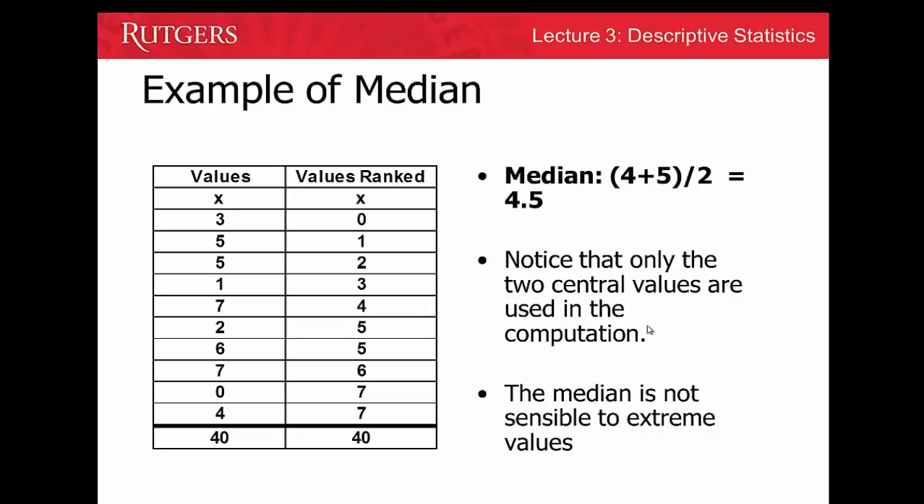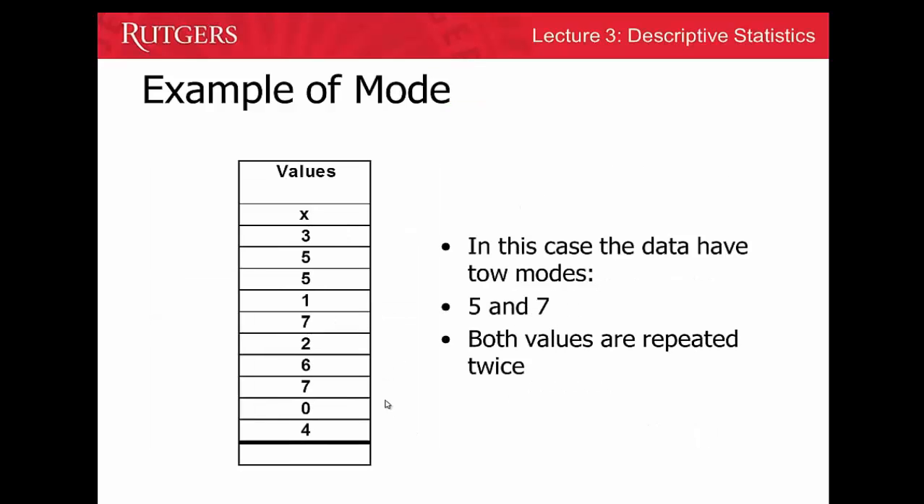So we can see from this example that unlike the calculation of the mean, in which we use every single value in the data set, we only use 2 central values to calculate the median. So the median is not sensitive to the extreme values. Then let's take a look at an example of the mode.